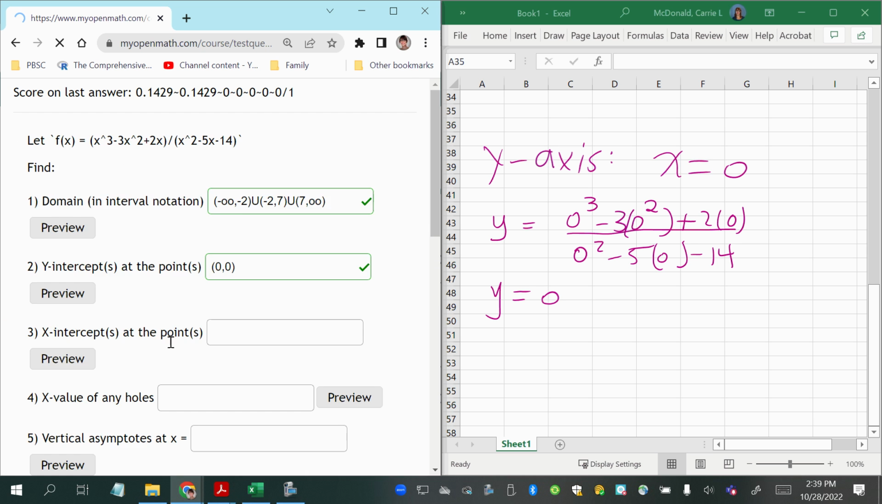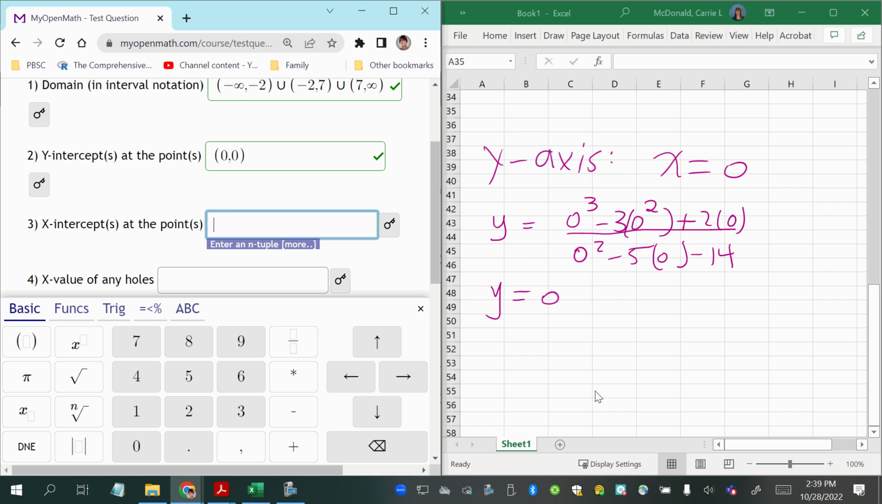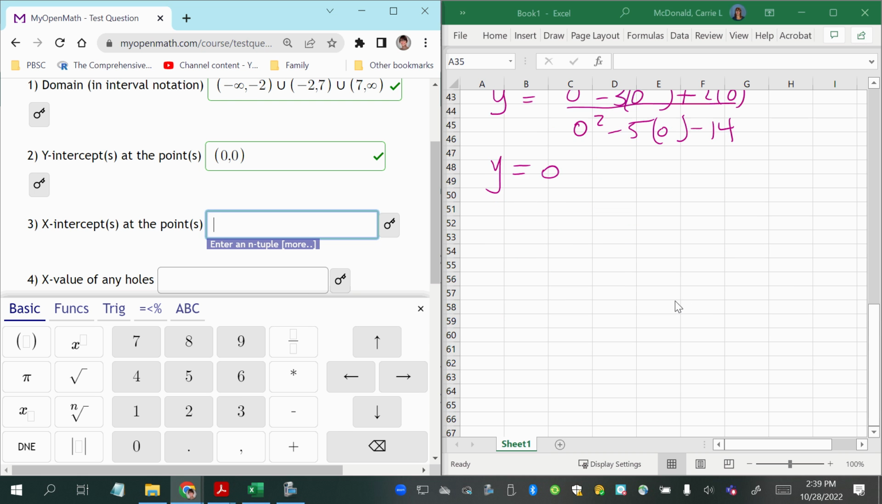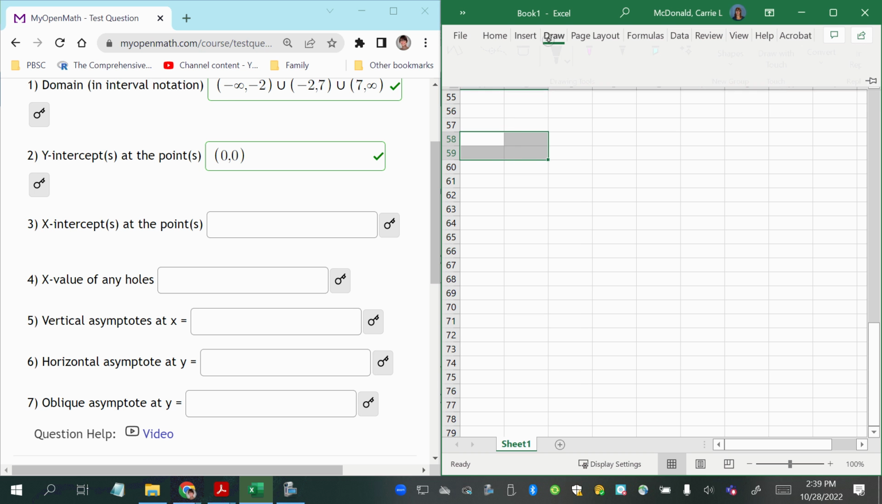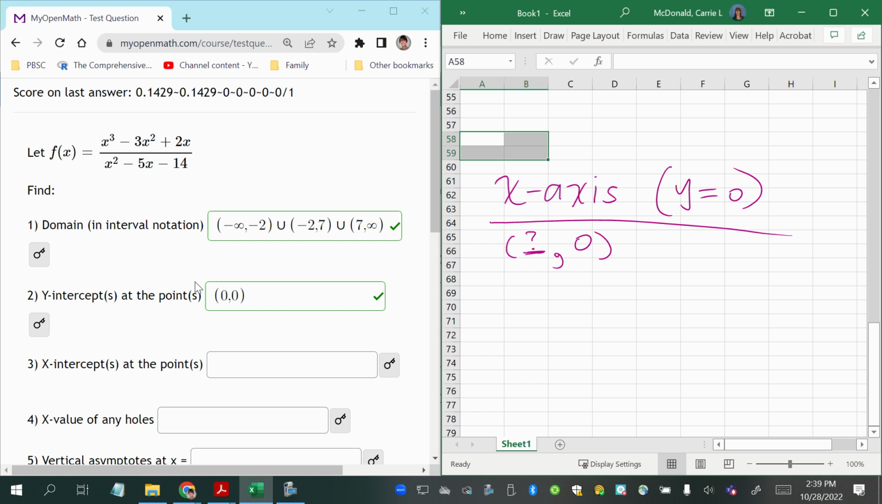All right, so next, the x-intercepts, where are they? Well, just like the y-axis has the equation x equals 0, it's true that the x-axis has the equation y equals 0. Sorry, I said that backwards earlier. So everywhere on the x-axis, y is always equal to 0. So when we're finding x-intercepts, we are looking for coordinates that have some x value, but we know that the y value is going to be 0. So again, we want to take our function, replace the f of x with y, and then replace the y with 0.